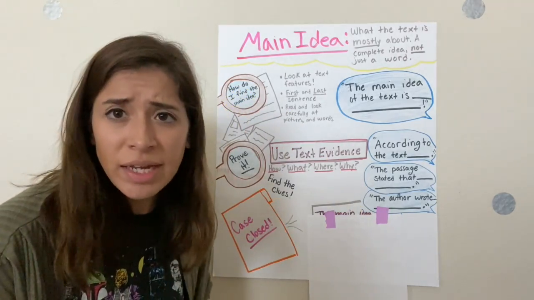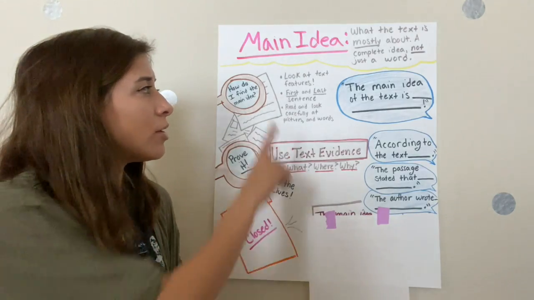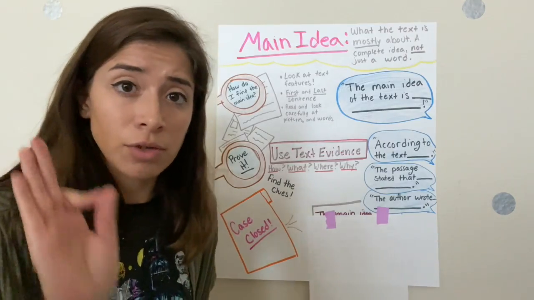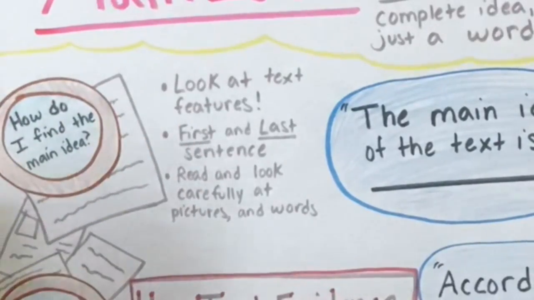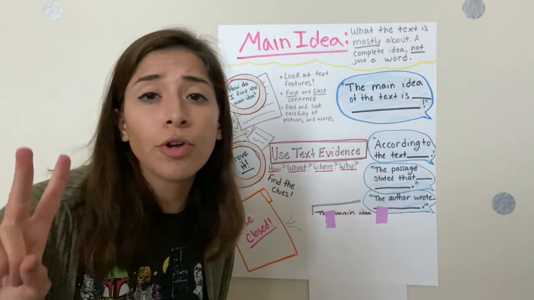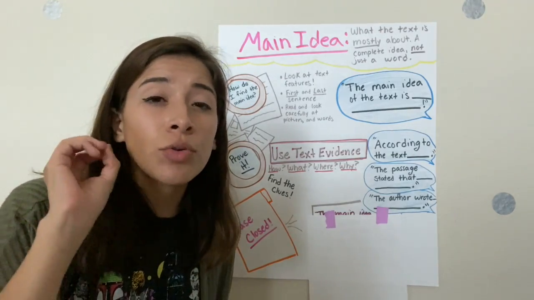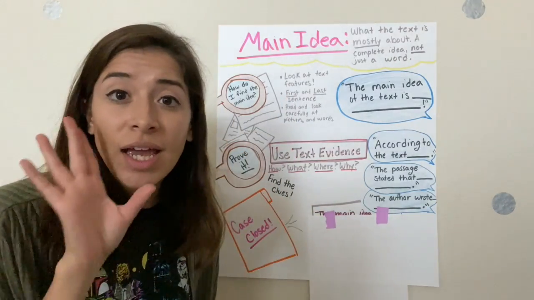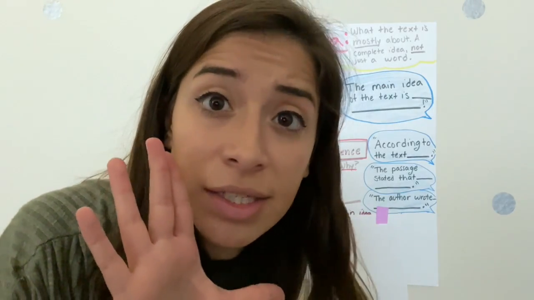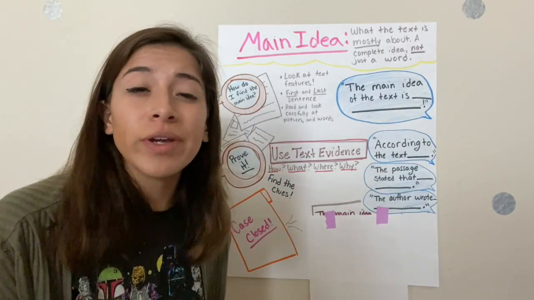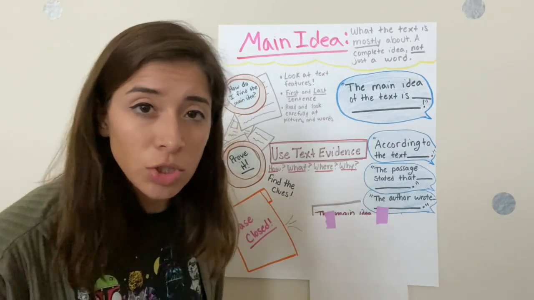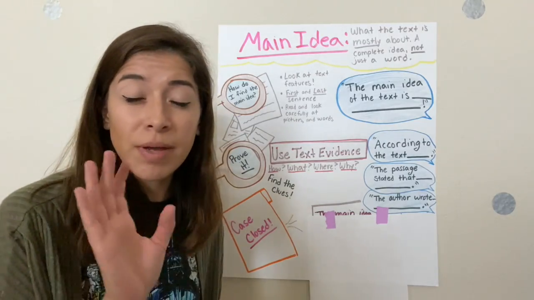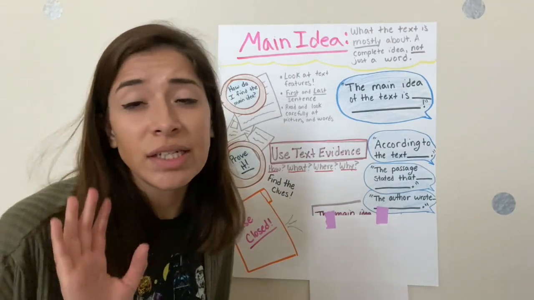So first things first, how exactly do you find the main idea? Well, there are some things that you can look for and some detective secrets that only reading detectives know, so pay close attention. First things first, look at text features. We learned about them last week. Look at the heading, look at the photograph, look at bolded words. Those are gonna really help you find the main idea in a nonfiction text. The next thing is the first and last sentence. This is a detective secret. Seriously, it's a secret. Shh. The first and last sentence will always give you a big clue, so pay close attention when I'm reading this passage. The next thing is look carefully at the pictures and the words. Pictures are worth 1,000 words. I guarantee it's gonna help you out.